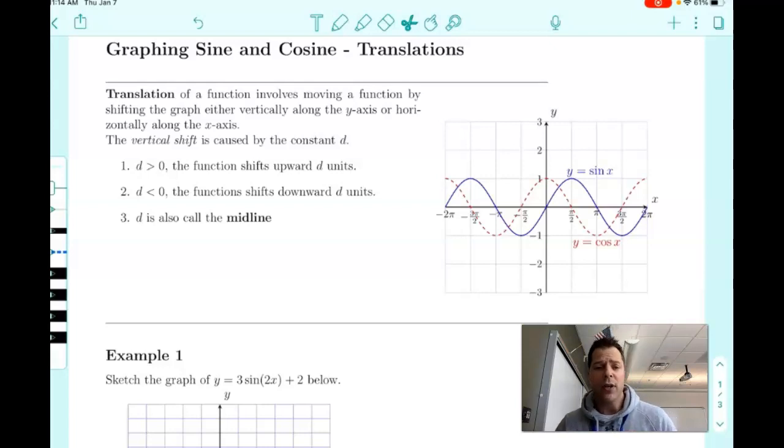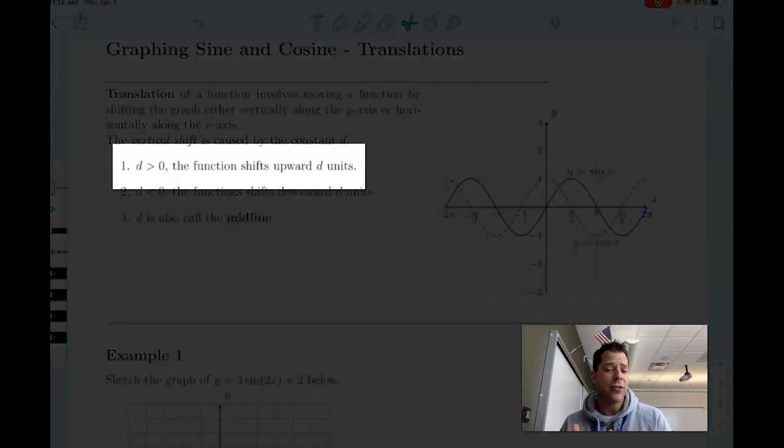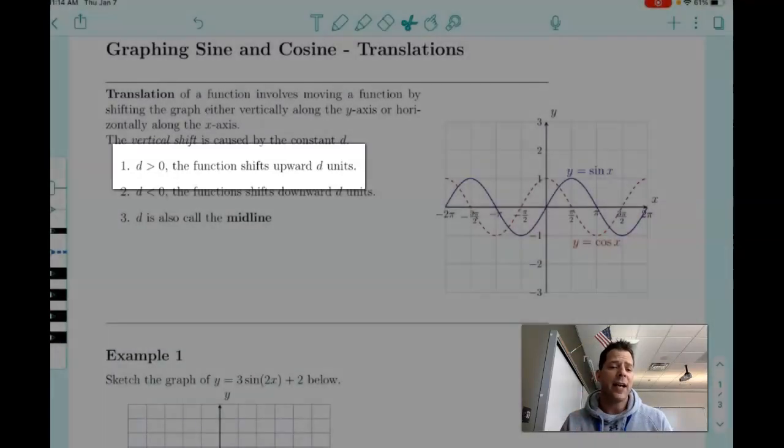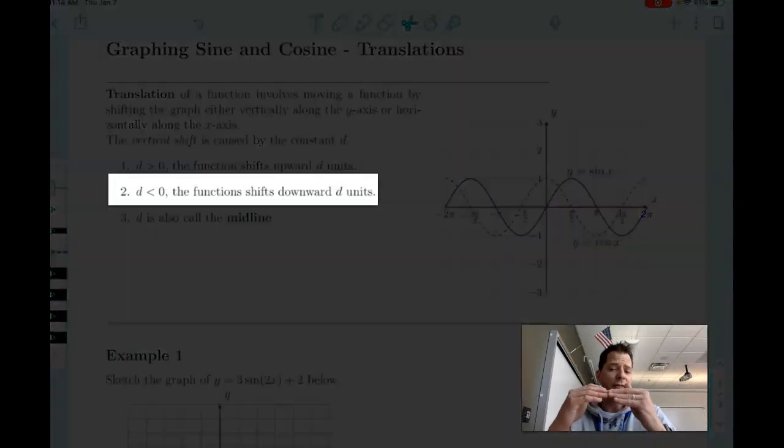I already talked about what the translation is. We're going to go vertically. We're going to be affecting the y value. So there's going to be a number on the outside we're looking at. That value is called d. If the value is greater than 0, you shift up d units. If the value for d is less than 0, you're going to shift down.